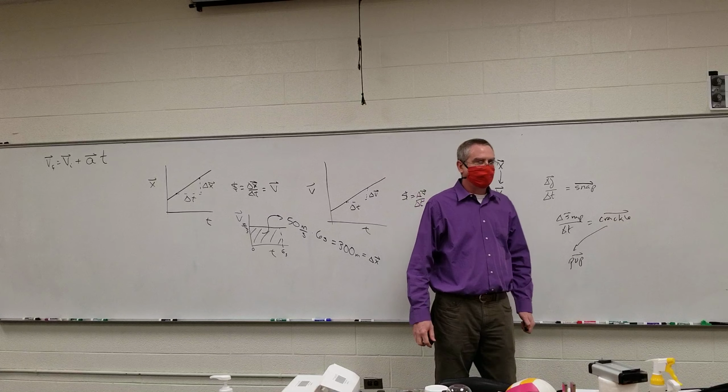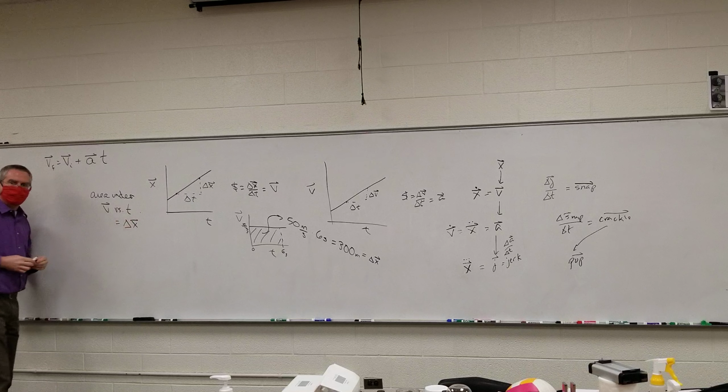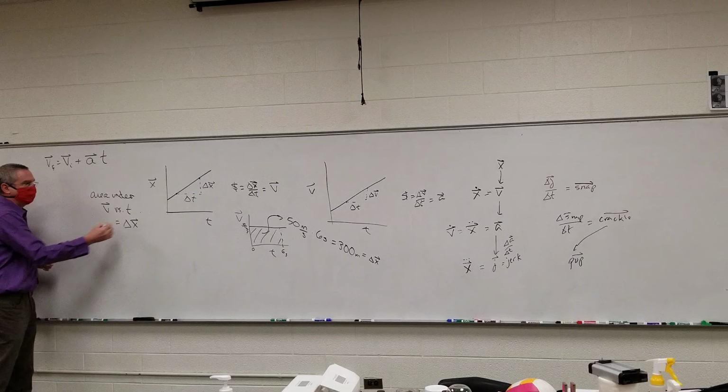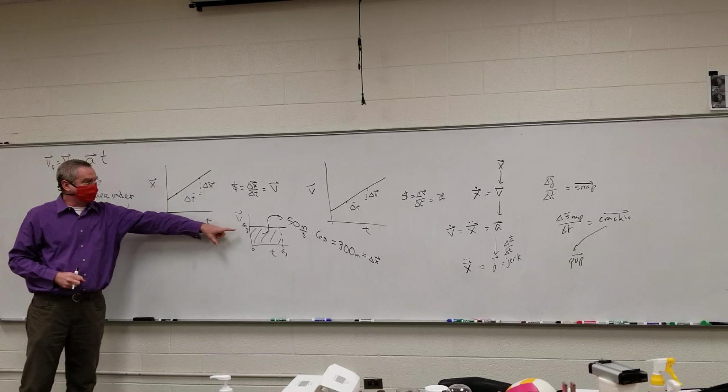So we can generalize this: the area under the velocity versus time graph is equal to the change in position. This won't actually tell us position. All I know is I've gone 300 meters in the positive direction.